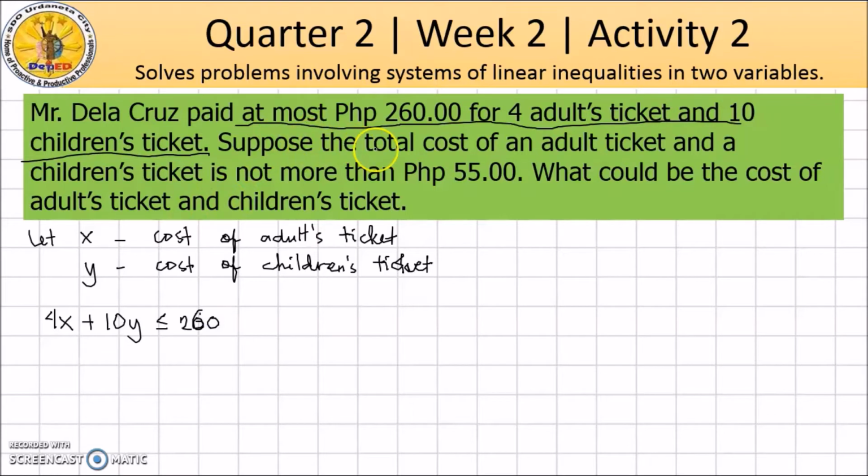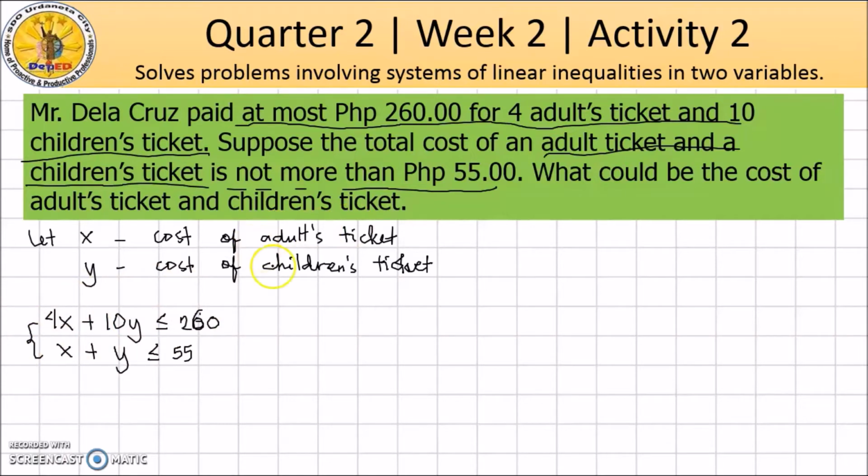Okay, now suppose the total cost of an adult's ticket and a children's ticket is not more than 55 pesos. We can represent this as adult's ticket plus children's ticket is not more than, so we also use less than or equal to 55 pesos. Now we have these two inequalities, and this is an example of a system of linear inequalities.